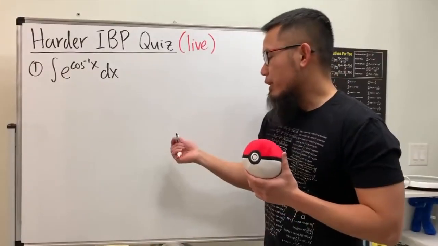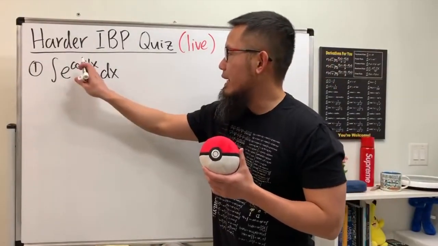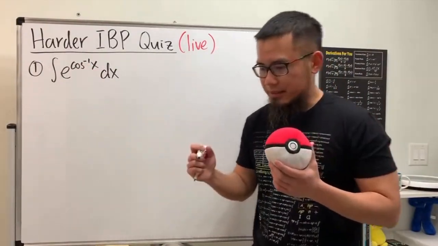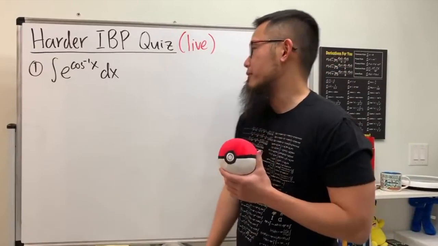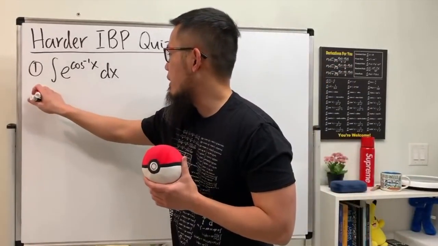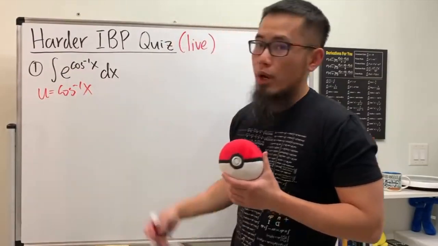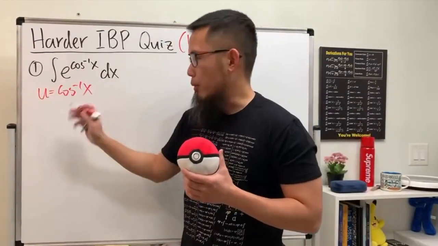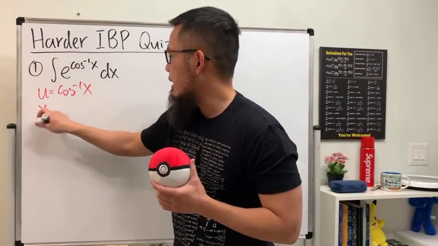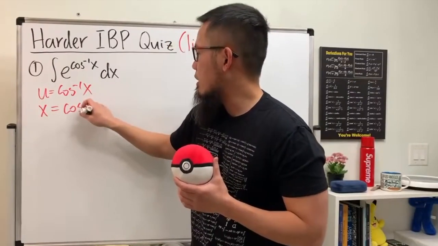Here we go. This right here, we have the integral of e to the inverse cosine x. I'm actually going to just take a u sub first, right? So let's go ahead and do that right here. I will let u equal inverse cosine x, and then I will take the cosine on both sides. So this is the same as saying x is equal to cosine of u.